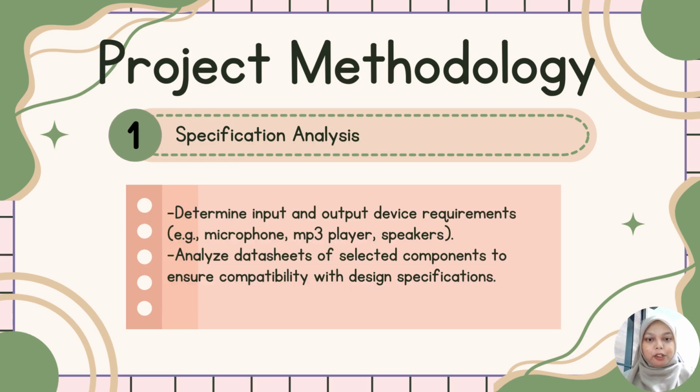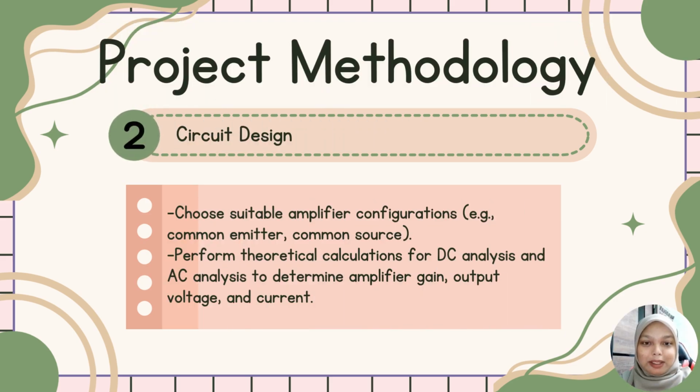Next part is project methodology. First step is specification analysis. Determine input and output device requirements such as microphone, amplifier, and speaker. Analyze datasheet of selected components to ensure compatibility with design specification. Step 2, circuit design. Choose suitable amplifier configuration such as common emitter or common source. Perform theoretical calculation for DC analysis and AC analysis to determine amplifier gain, output voltage, and current.